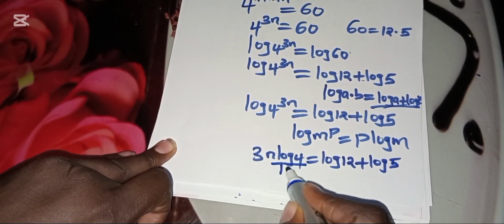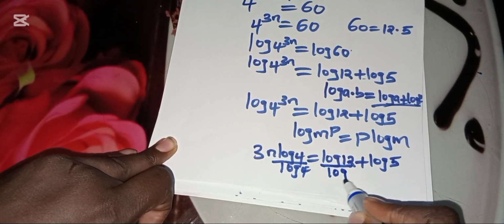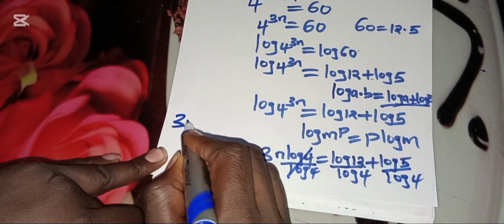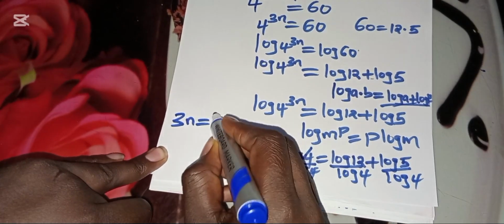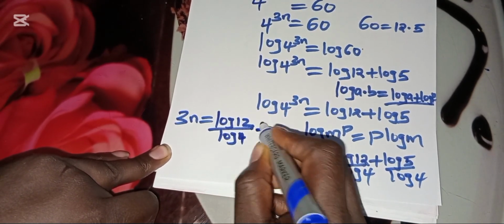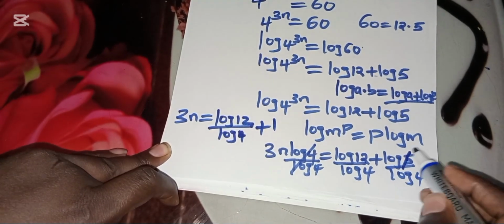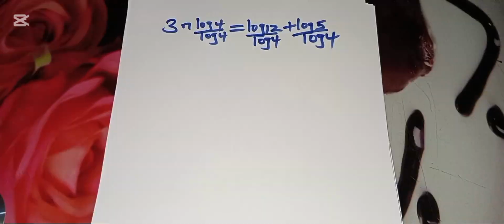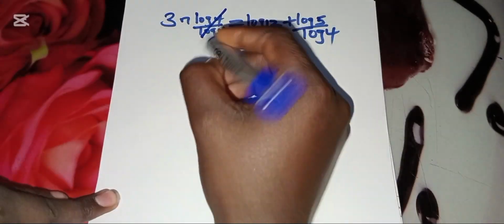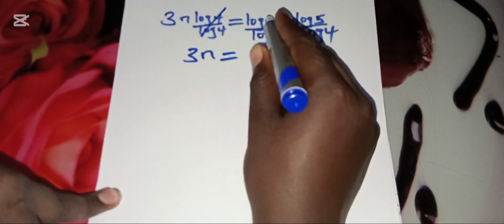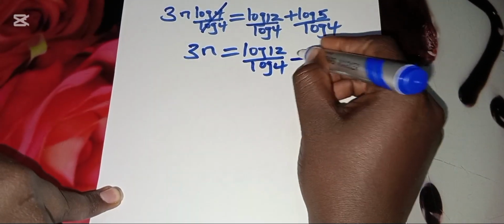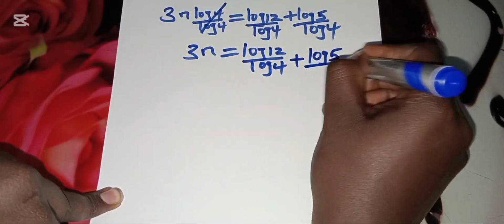So we divide both sides by log 4, so that you will have 3n equal to log 12 divided by log 4 plus 1. 3n log 4, we divide both sides by log 4 so that log 4 simplifies, and you have 3n equal to log 12 divided by log 4 plus log 5 divided by log 4.